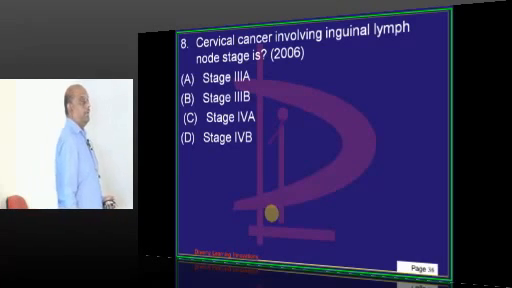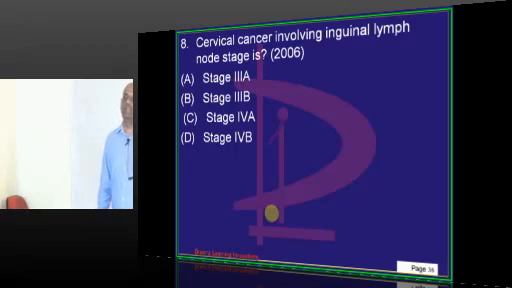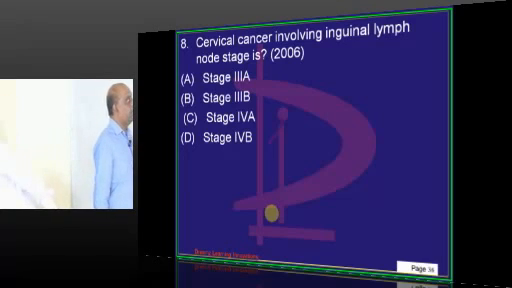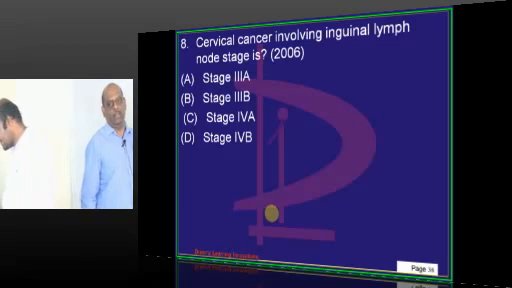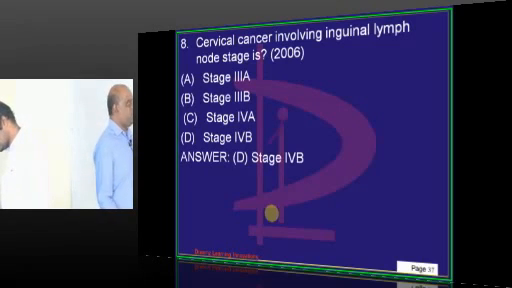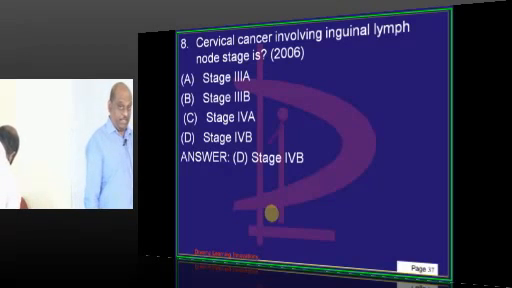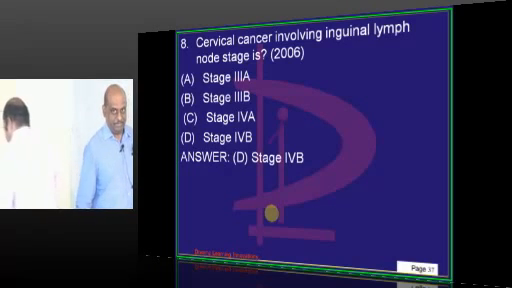Now doctor, cervical cancer involving the inguinal lymph nodes belongs to which stage? Inguinal lymph nodes, it has extended beyond the pelvis. So that is the reason it should be stage 4B, because inguinal lymph nodes are not adjacent to the pelvis. They are far from the pelvis.